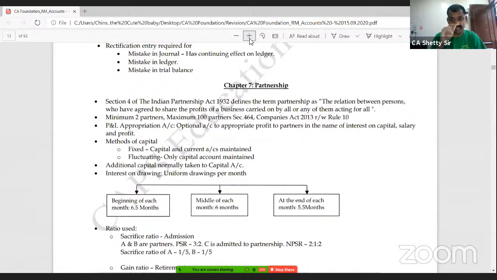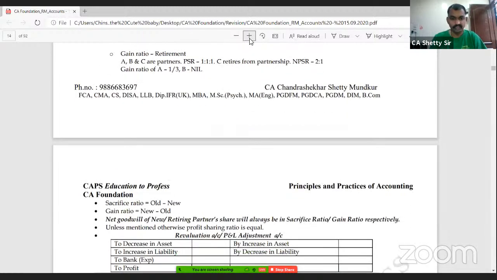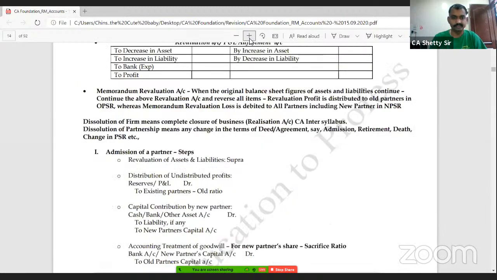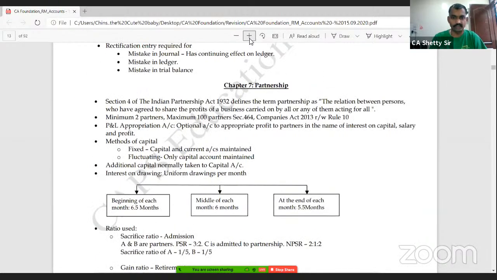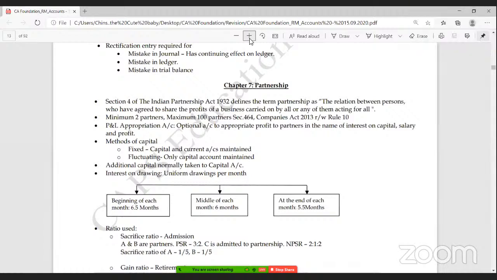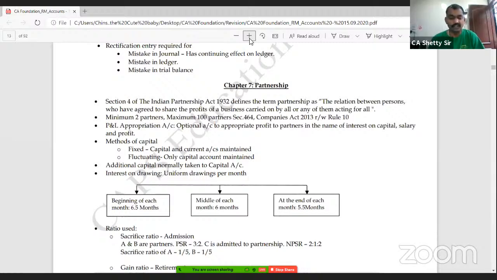The last arrow mark, dissolution. Beautiful term, dissolution. Under that, two arrow marks. Left side: dissolution of firm and dissolution of partnership. Excellent. Dissolution of partnership on the left side.